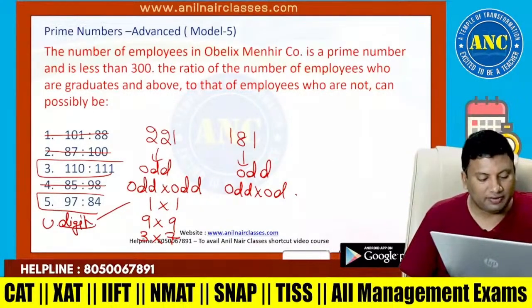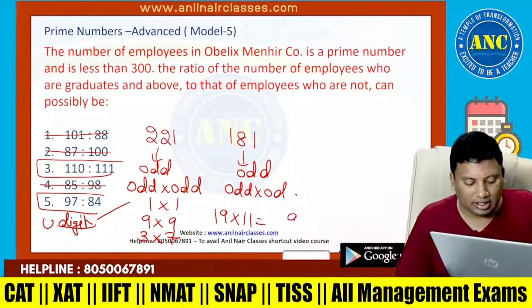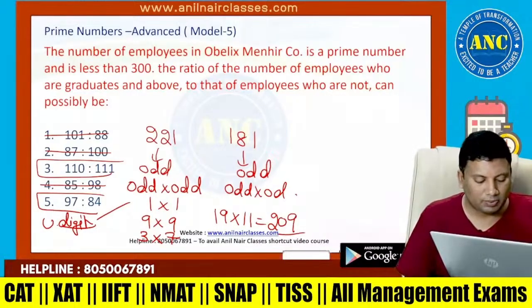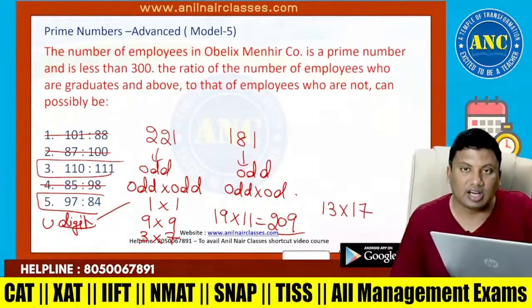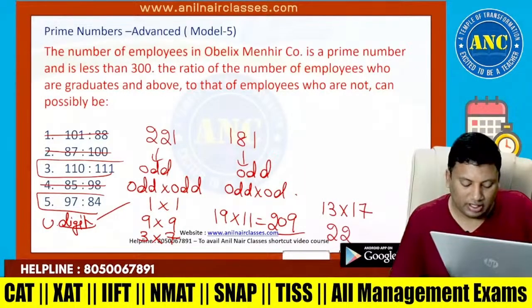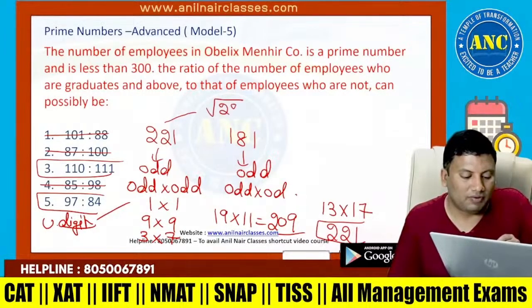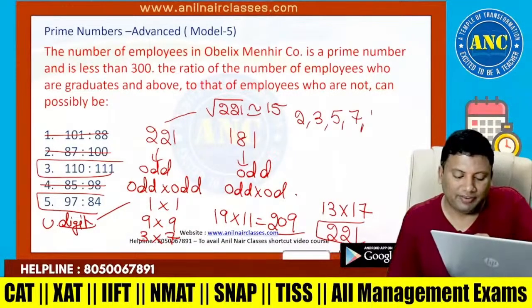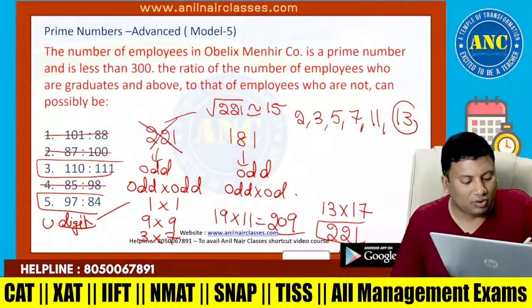Let us take, if it is 19 into 11, 11 nines are 201. So these are not possible. If I take 13 into 17, 17 threes are 51. It is 221. Oh, it is. So this is nothing but root of 221. It is closer to 15. What are all the prime numbers? I think we have not taken 2, 3, 5, 7, 11. 13 we have not taken. That is the reason we got two answer options.